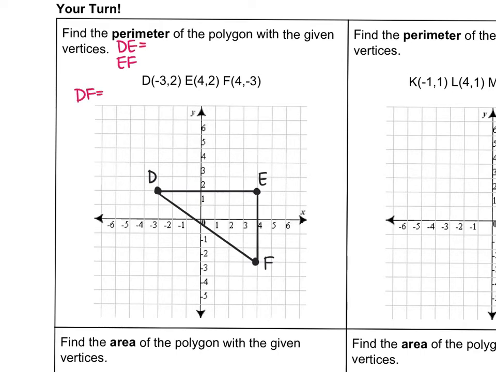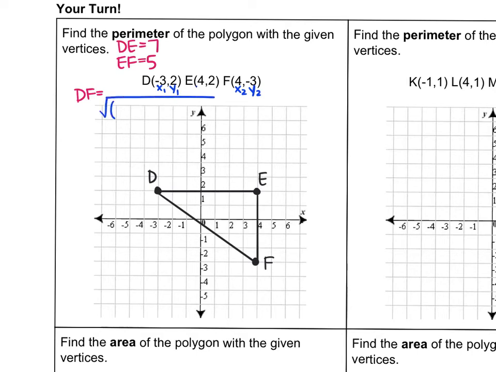DE should be relatively easy. I can count that. So the first thing I'll do is count DE. 1, 2, 3, 4, 5, 6, 7. So DE is 7 units. EF I can also count. That looks like it's 1, 2, 3, 4, 5 units. And then DF, I'm going to actually have to use the distance formula. So I will make D x1, y1. I'll make F x2, y2. And I'll go ahead and use the distance formula.